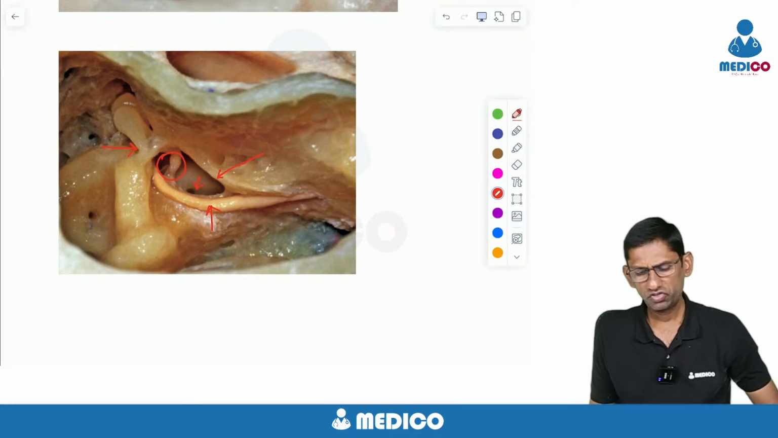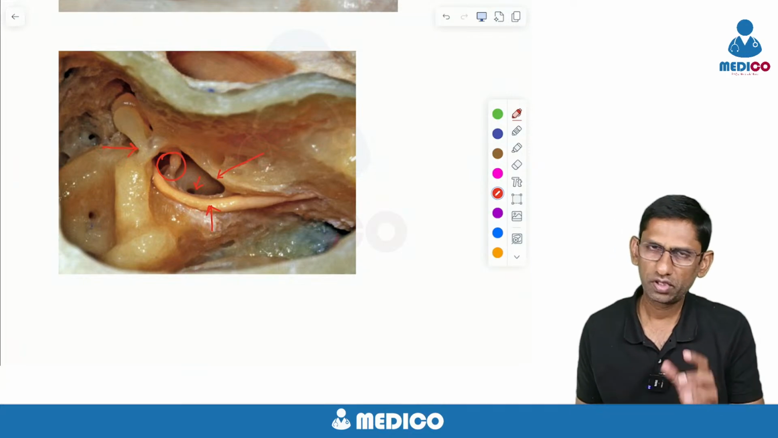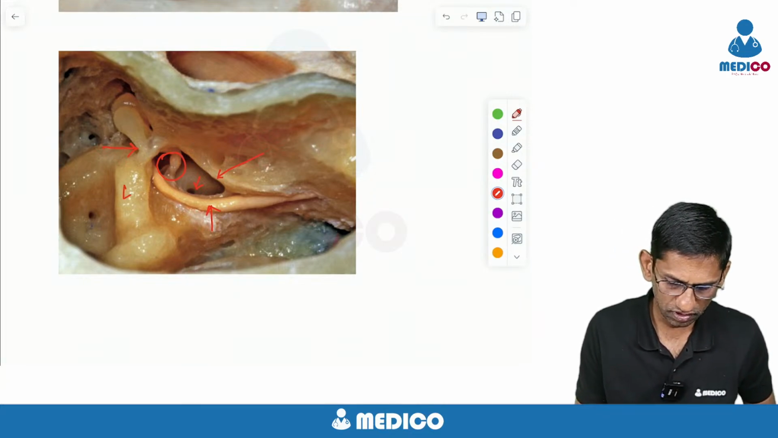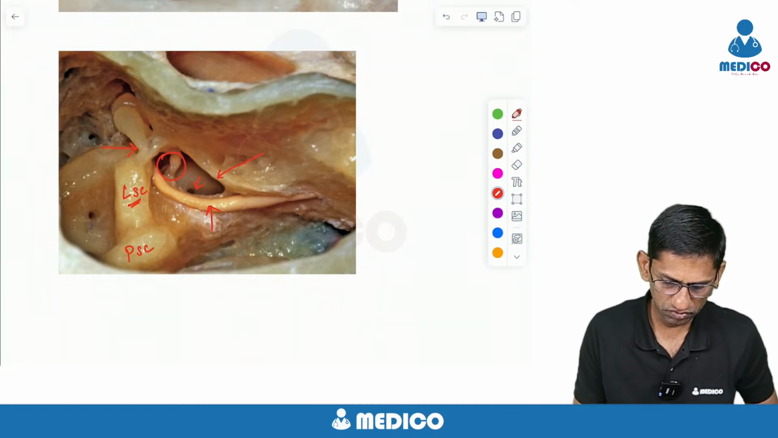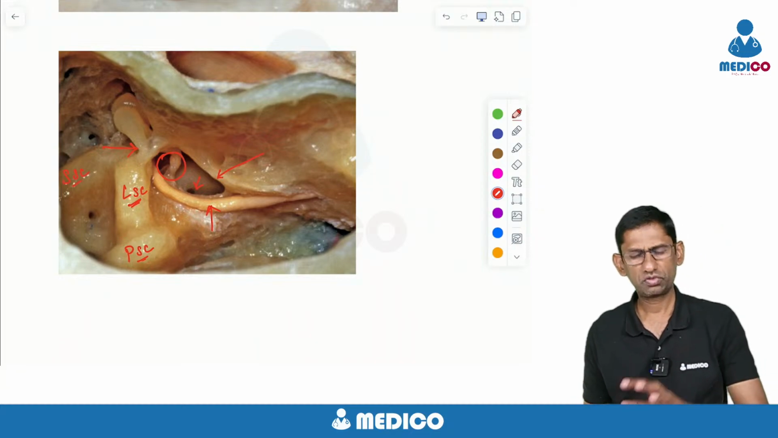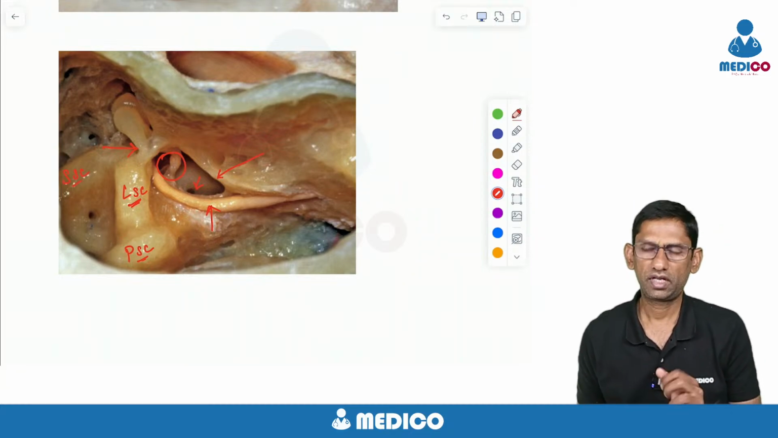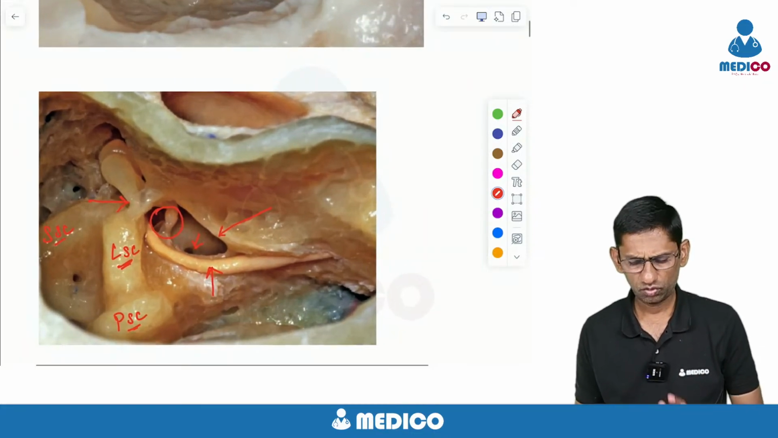So these are all the points to note, and I already told you the mastoid is related to the semicircular canals. This is the lateral semicircular canal dome, this is the posterior semicircular canal dome, and this is the superior semicircular canal dome. So these are all the domes of the semicircular canals which are related to the mastoid. These anatomical pictures are quite important.